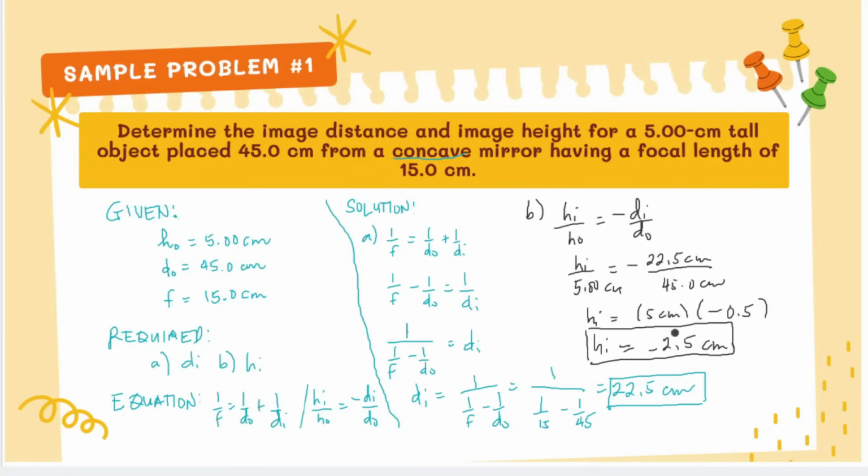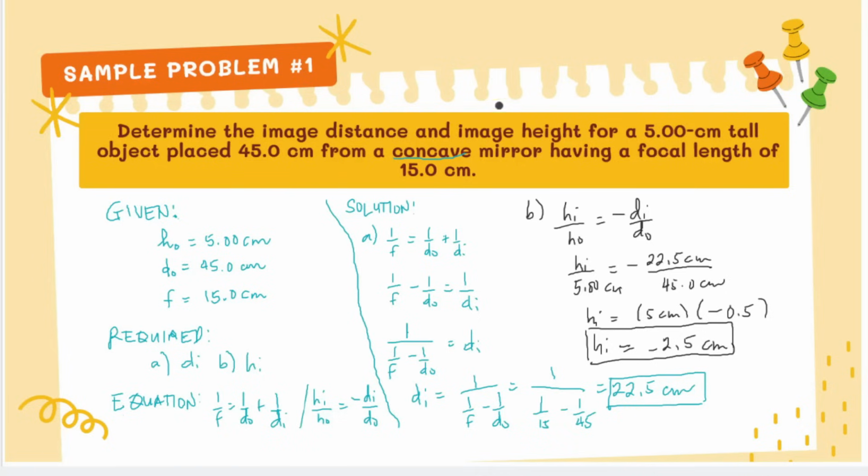Itatanong nyo siguro, ma'am, ano pong yung ibig sabihin ng negative sa height? So, kapag negative ang height, ibig sabihin nun, nakabaligtad siya. Pero pag kinuha nyo yung kanyang absolute value, 2.5 centimeters, ibig sabihin, smaller siya kaysa sa ating object.